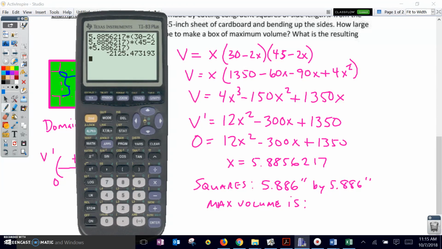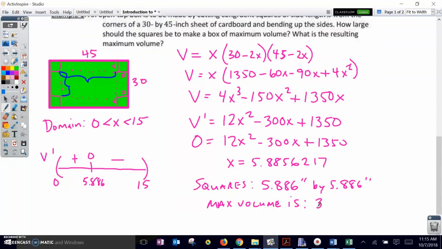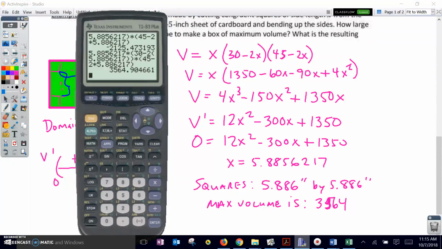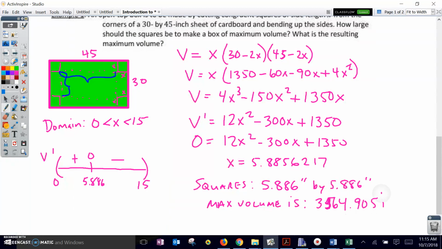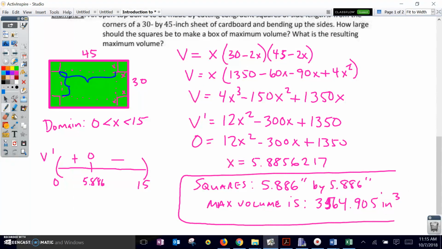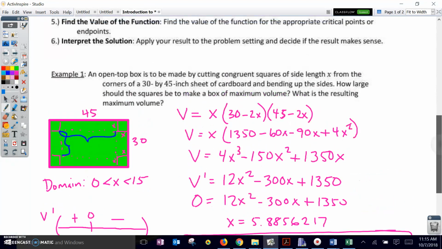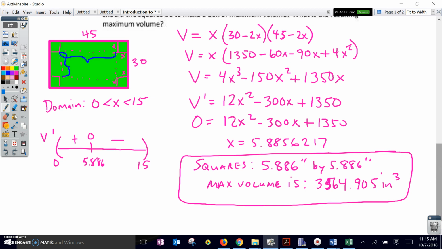Uh-oh, what did I do? I forgot a parenthesis. And we get that the max volume is 3,564.905 cubic inches. And we've answered our question. Alright, that's the end of example 1. We'll come back next time and look at example 2.